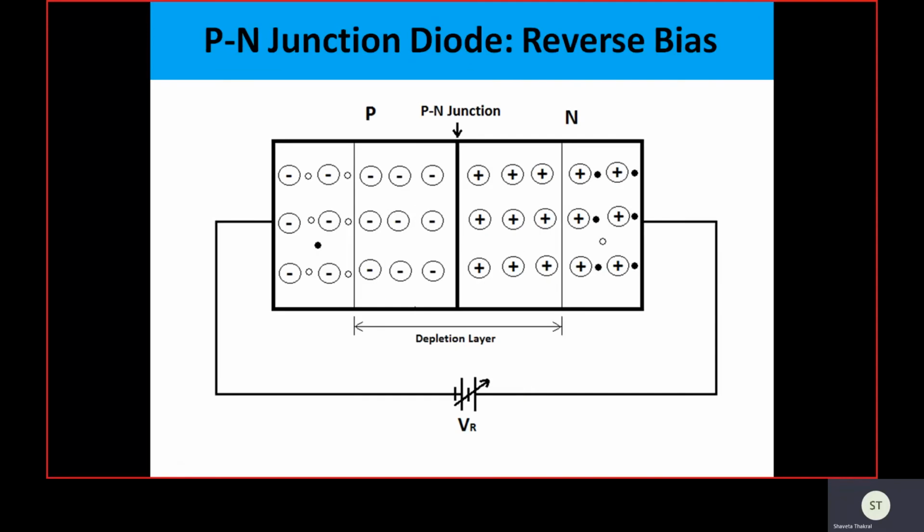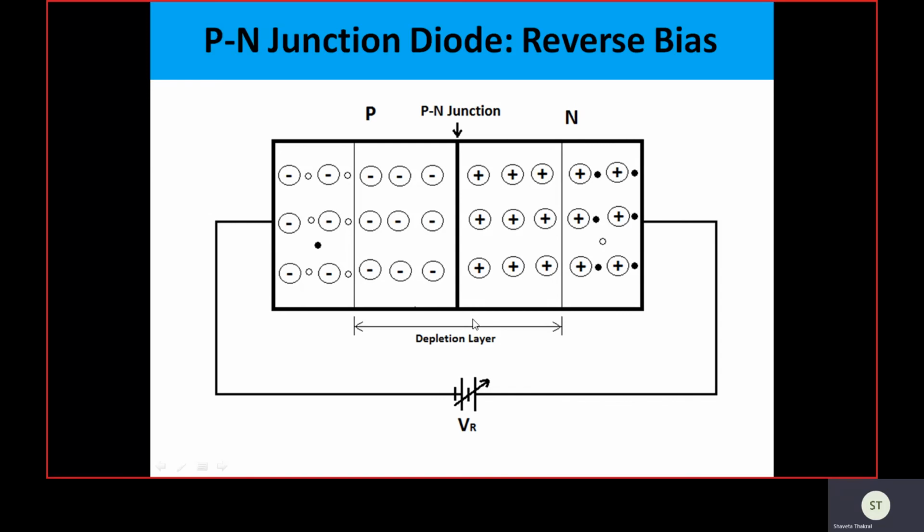And if we see the reverse biased PN junction diode, here we connect the negative terminal of the battery with the p-type extrinsic semiconductor and the positive terminal of the battery with the n-type extrinsic semiconductor, and the external potential is applied in the same direction as the barrier potential. In this way the width of the potential barrier increases, or we can say the width of the depletion layer is enhanced.